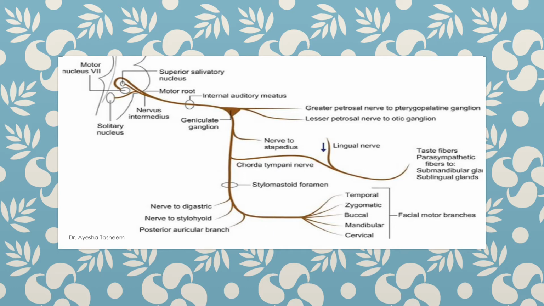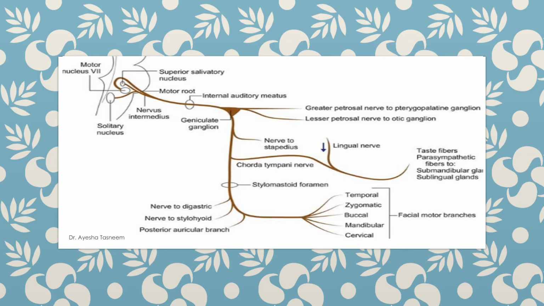Then it comes out of the stylomastoid foramen. When it just comes out of the stylomastoid foramen, it gives a nerve to the digastric. Here it is given to the posterior belly of digastric. Then it gives a nerve to the stylohyoid muscle. Then it also gives the posterior auricular branch to all the auricular muscles of the ear.